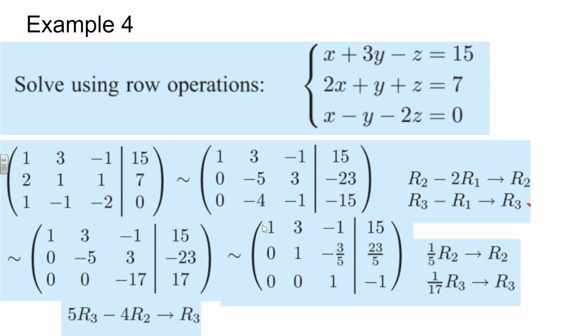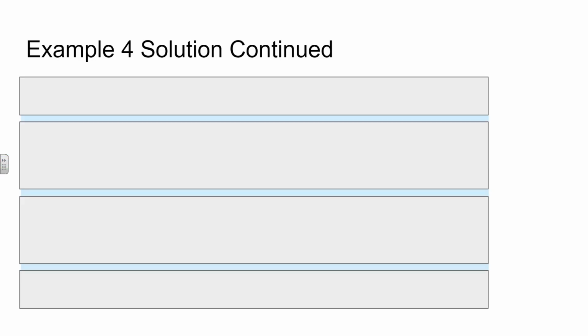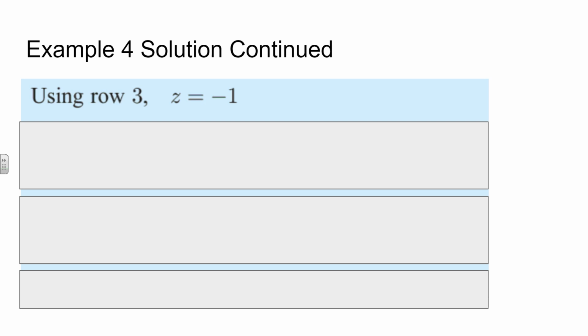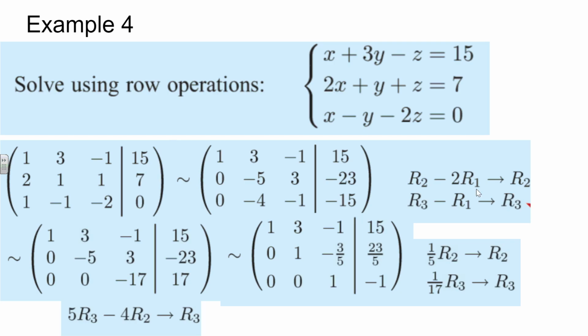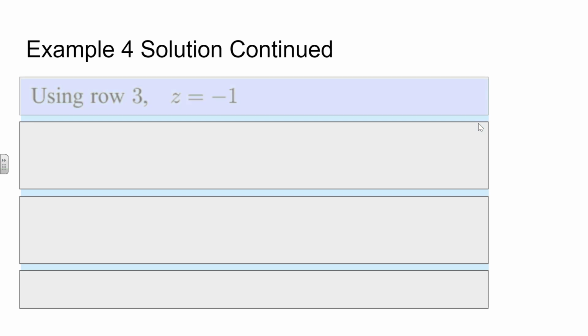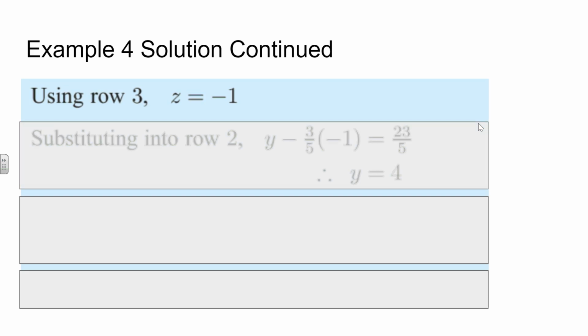And I'm going to go to the next slide to show you how we're going to identify them. So using row 3, z equals -1. Z is just because that's what they called it up here on the previous slide. It could have been x1, x2, x3. This one happens to be x, y, and z. So again, using row 3, z equals -1.